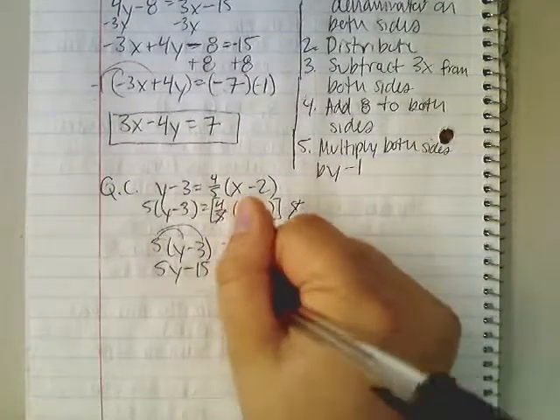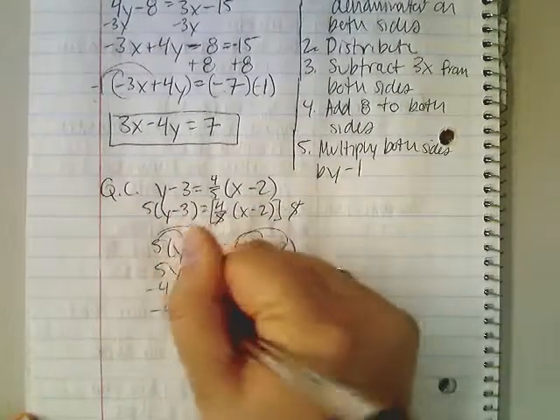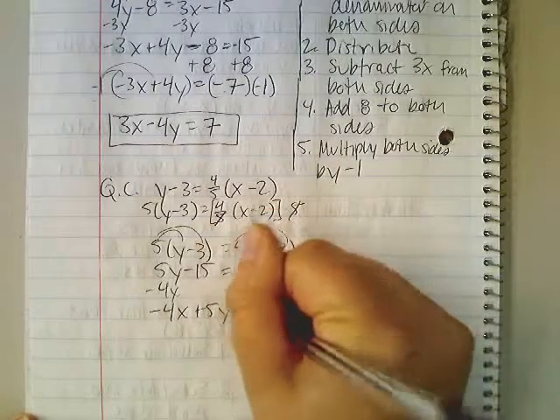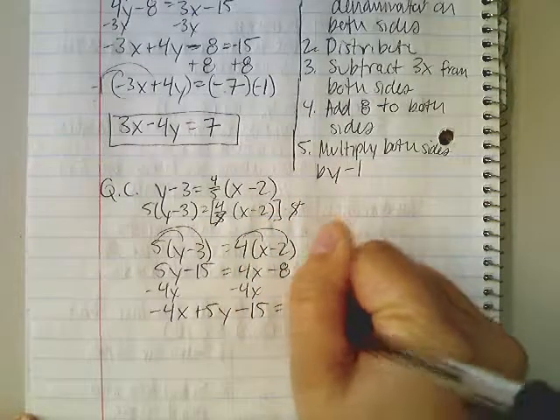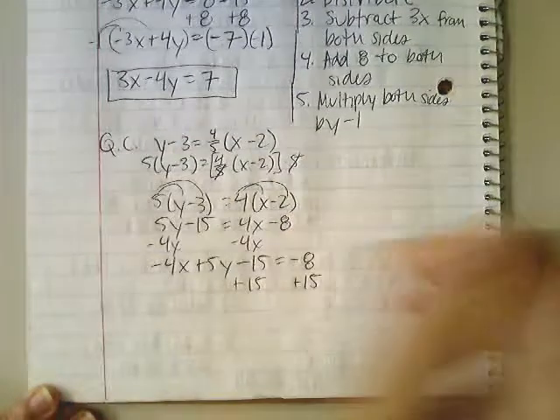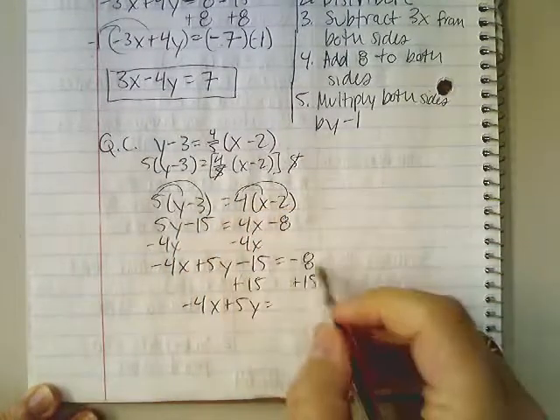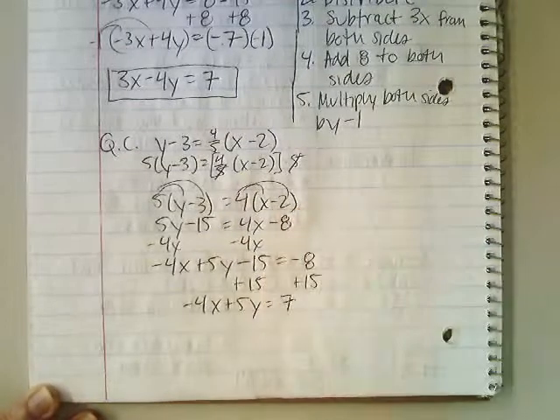I'm going to subtract 4x from both sides. So my variables are both on the same side. And then I'm going to add 15 to both sides so that my constants are on the other side. And negative 8 plus 15 is positive 7.